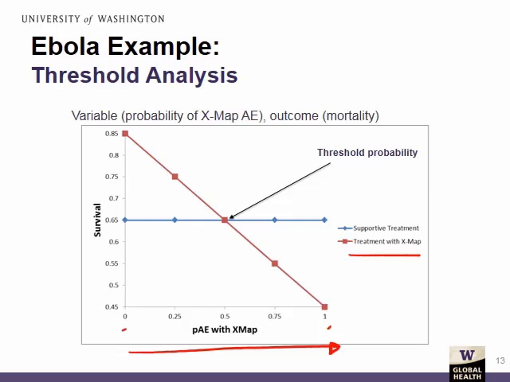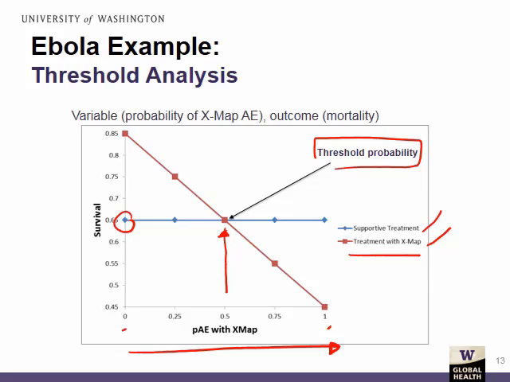So at the probability of XMAP adverse events of 0.5, the choice between supportive treatment and treatment with XMAP is indifferent. And that's what we call the threshold probability. So at this point, if the probability of adverse events to XMAP is 0.5, then you don't know what the answer to the problem is, because the survival is 0.65 in both cases. So we call that the threshold probability.